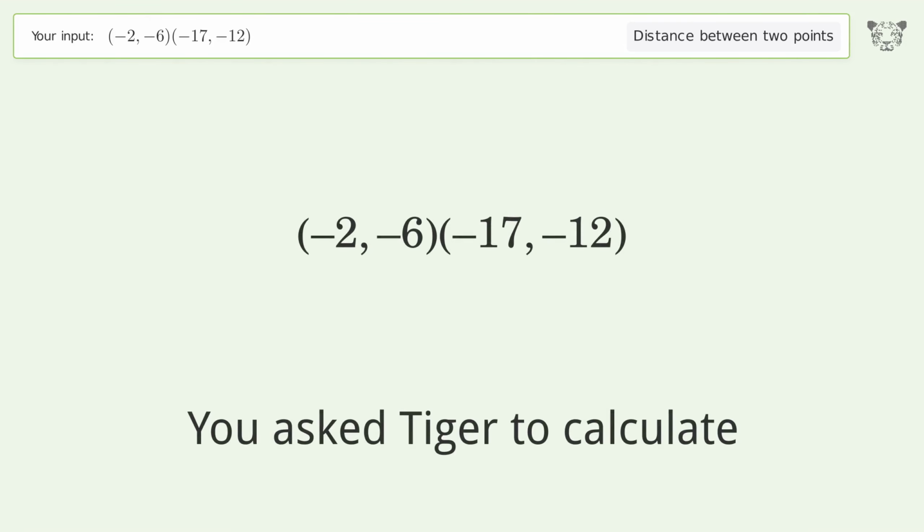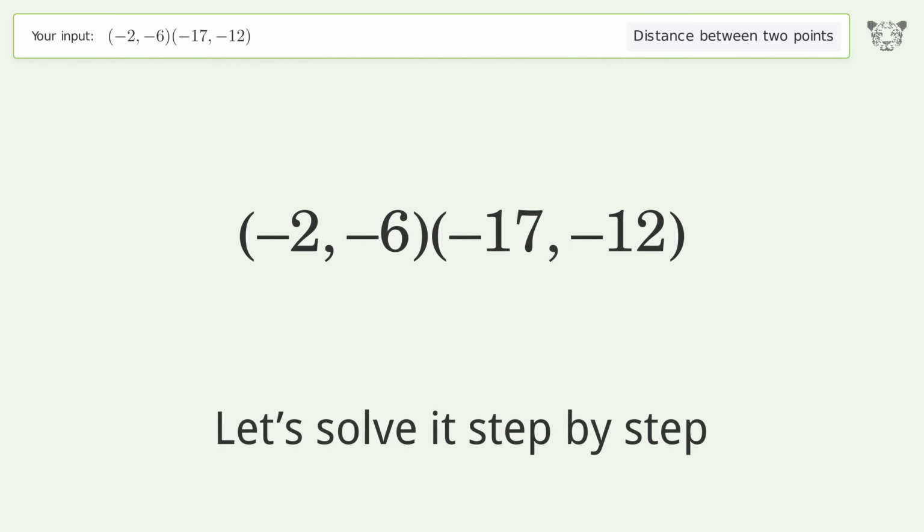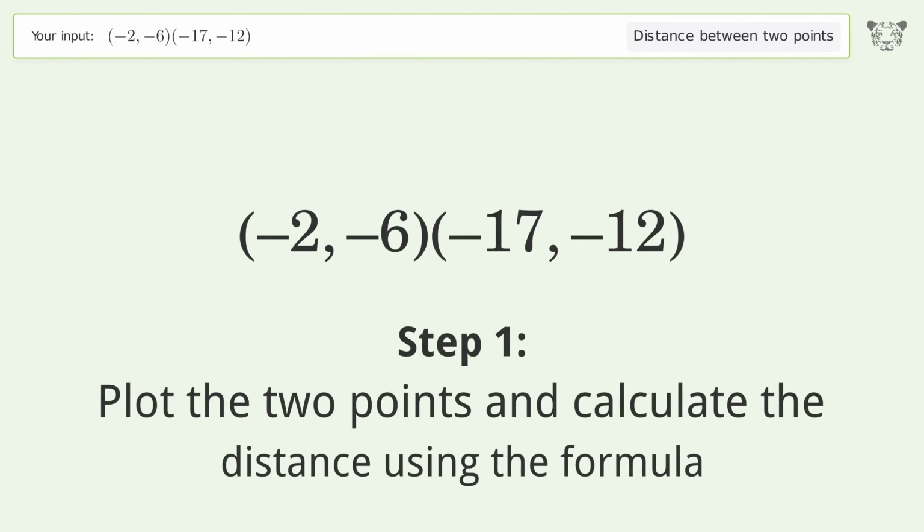You ask Tiger to calculate. This deals with the distance between 2 points. The distance between the 2 points is the square root of 261, or 16.155. Let's solve it step by step. Plot the 2 points and calculate the distance using the formula.